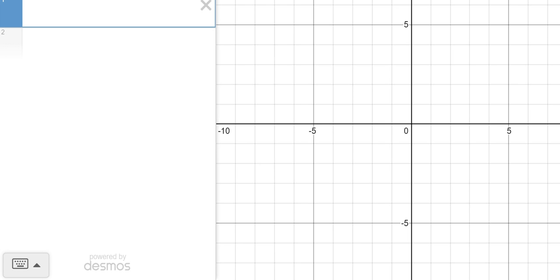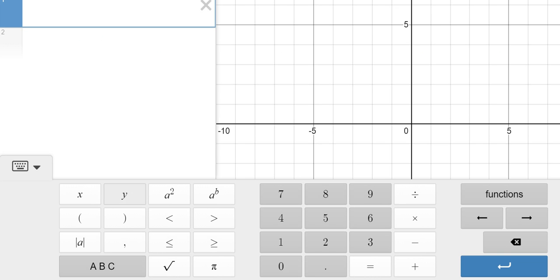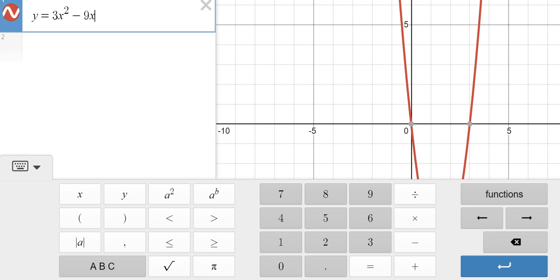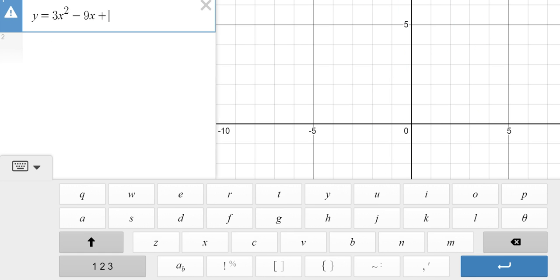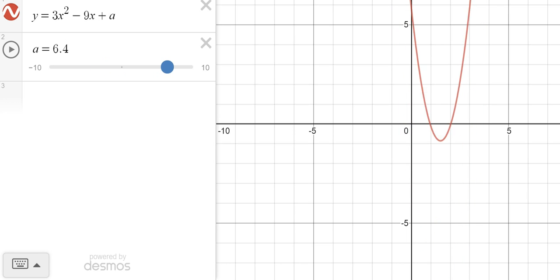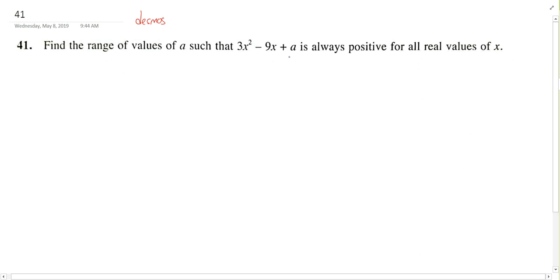Okay, class. We are now going to put in the equation: y equals to 3x squared minus 9x plus a. Then here we have an add slider. So depending on the value of a, can you see that the graph changes? Do you understand how a changes the shape of the graph? Okay, back to the question. It says that there happens to be a range of a such that the graph is always positive for all real values of x.